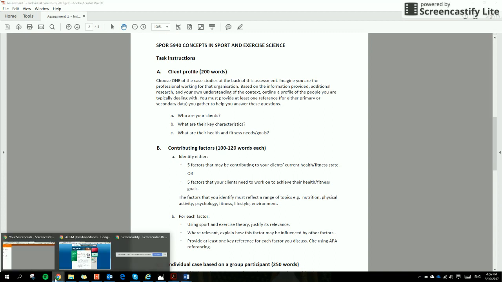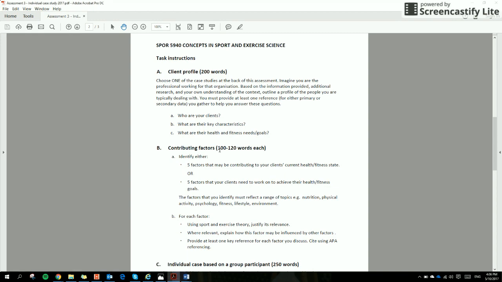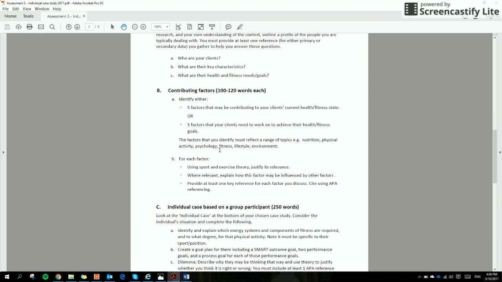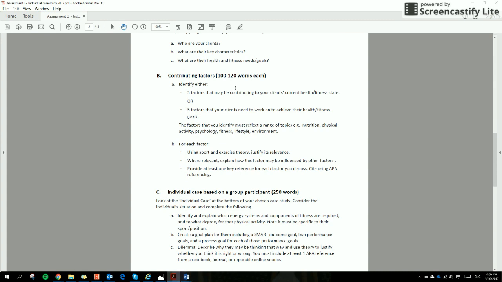So the next task is task B, which is contributing factors. You need to identify 5 factors and write 100 to 120 words about each. Now, these factors can be one of two things. They can be factors of things that are currently contributing to your client's health and fitness state. So let's have a look.